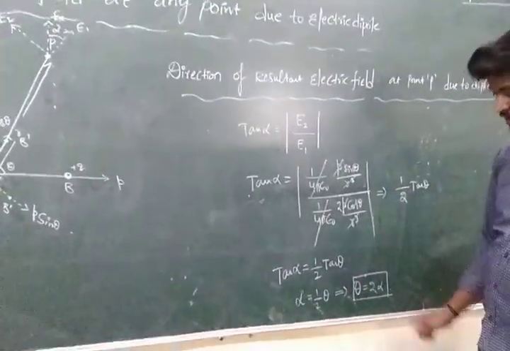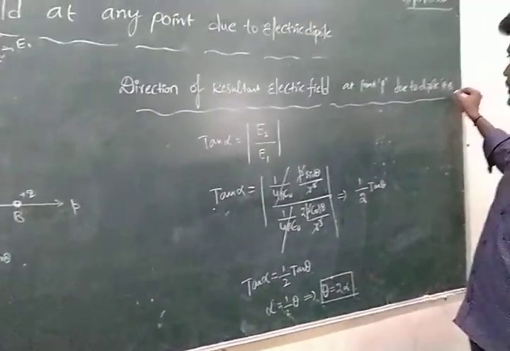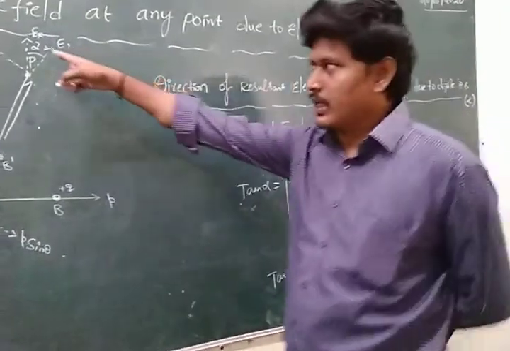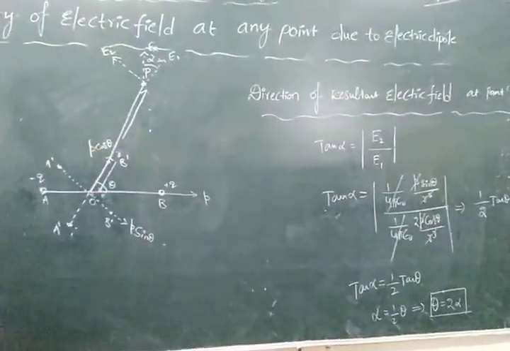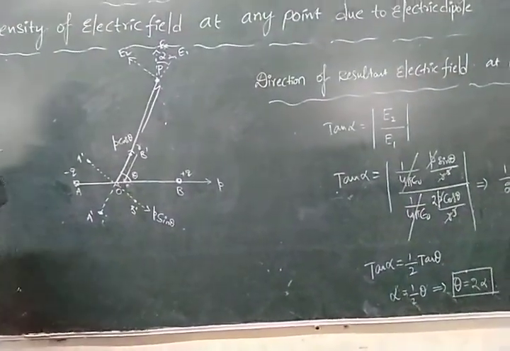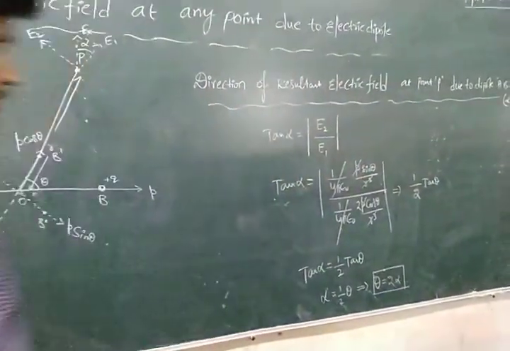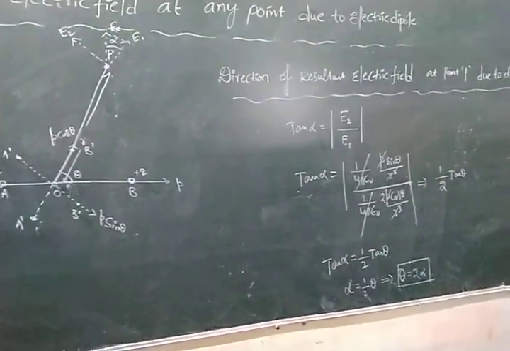Alpha is the direction of the resultant electric field at any point on the dipole. So this is the expression. Now, here is the problem.